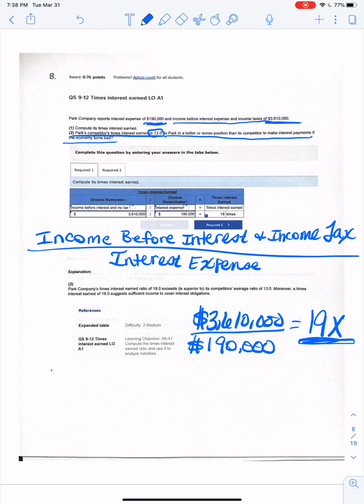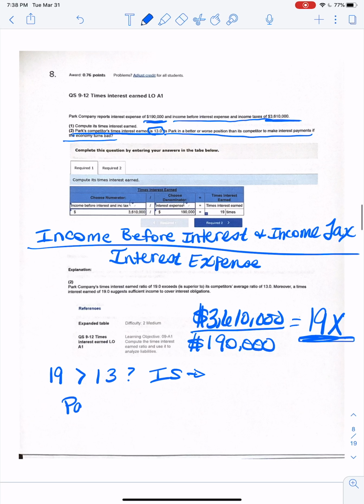So if 19 is greater than 13, and it is, then what we will see is that Park is in a better position than its competitor because they're more easily able to pay the interest on their debts.